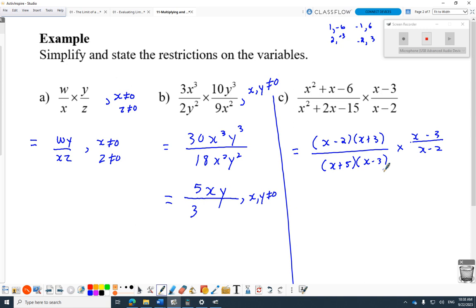Now, factoring, then state restrictions. I'm going to change colors here, state restrictions. X can't equal -5, +3, and 2. Don't let me go on until you see where I'm getting that from. That's fairly easy to pick out. You're just picking out the x values that make the denominator 0.